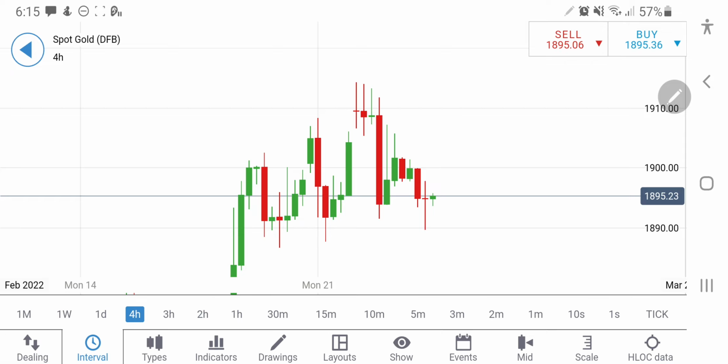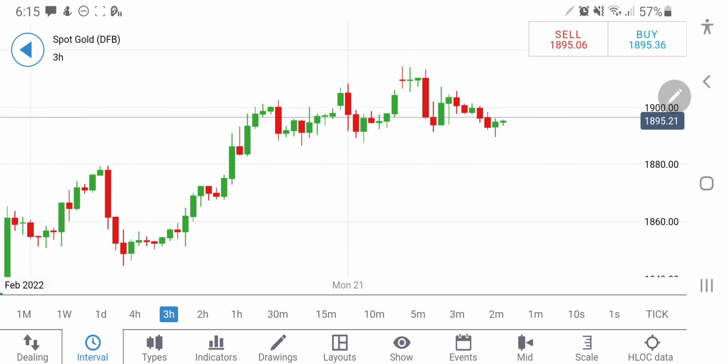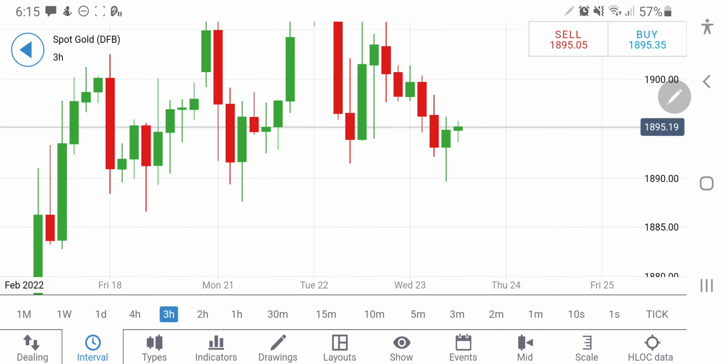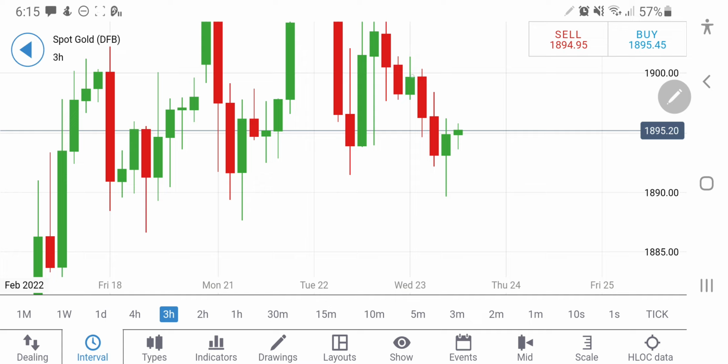Now, this is on the 4-hour charts. Let's have a look at the 3-hour chart. See, on the 3-hour chart, it is trying to show a reversal, and you can see that it is trying to break this channel and is now trading above this zone.